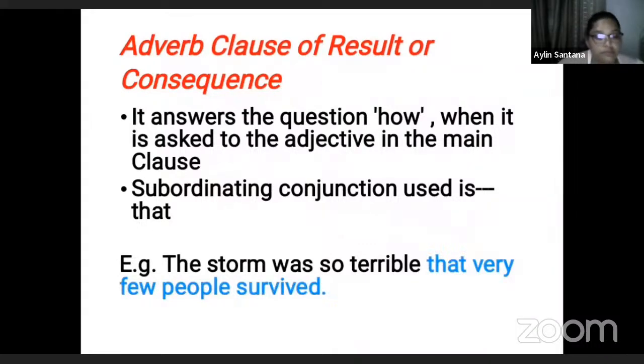For example, see, the example is given already. The storm was so terrible that very few people survived.